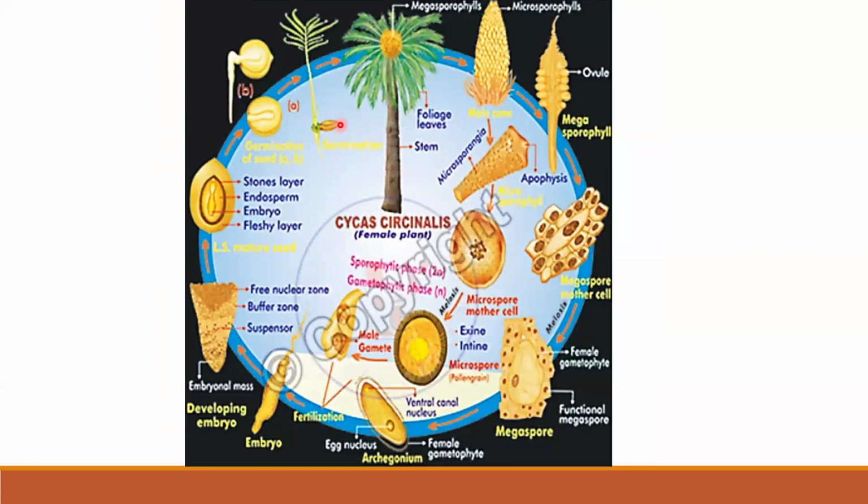Here we can see a pictorial representation of the life cycle of Cycas, where the microsporophylls and the megasporophylls have microsporangia and megasporangia respectively, forming the microspore mother cell and megaspore mother cell, dividing by meiosis to form microspore and megaspore, which form the male gametophyte and female gametophyte respectively, forming male and female gametes, which fertilize or fuse with each other to form a zygote.